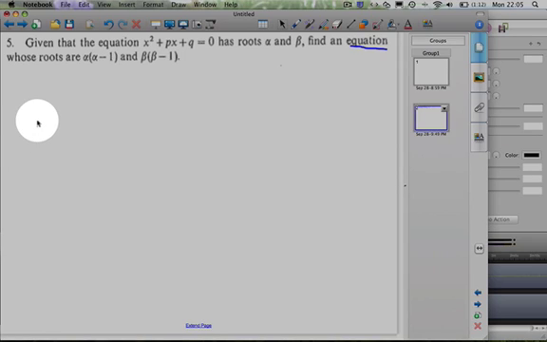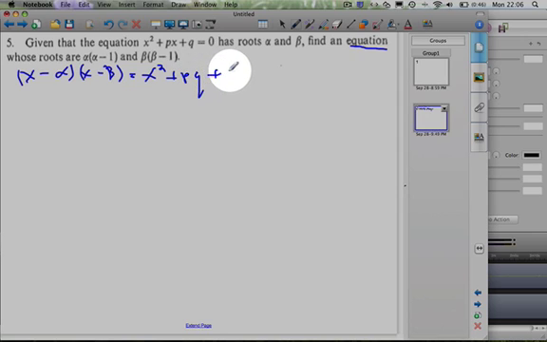Okay, so here we're going to have a look at, given the equation x squared plus px plus q equals 0 has these roots, find an equation, and it should say find an equation in terms of p and q whose roots are alpha, alpha minus 1, beta, beta minus 1. Okay, so if we start, we know that x minus alpha, x minus beta is the factored form, because these are the roots of the given equation x squared plus px plus q. Okay?